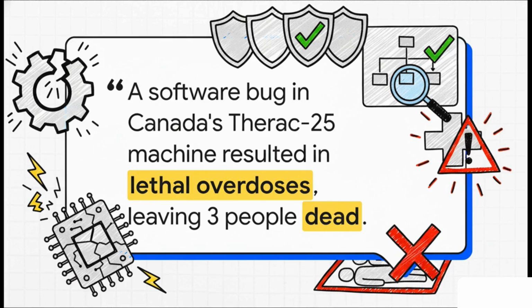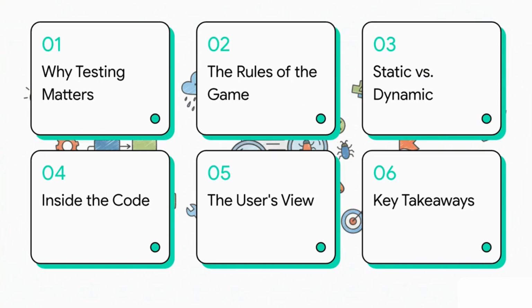This is exactly why a smart, structured approach to testing isn't just a nice to have. It's essential. So, here's our game plan. We'll kick things off with why this stuff is so important. Then we'll get into the basic rules. After that, we'll dive into the big strategies, static versus dynamic testing, and we'll wrap it all up with the key things you need to remember.